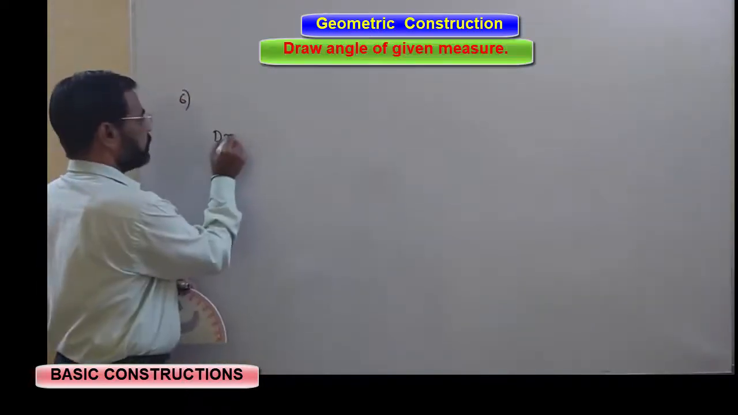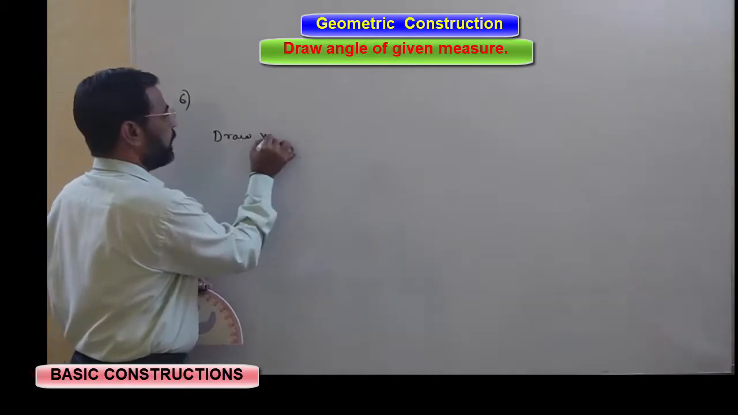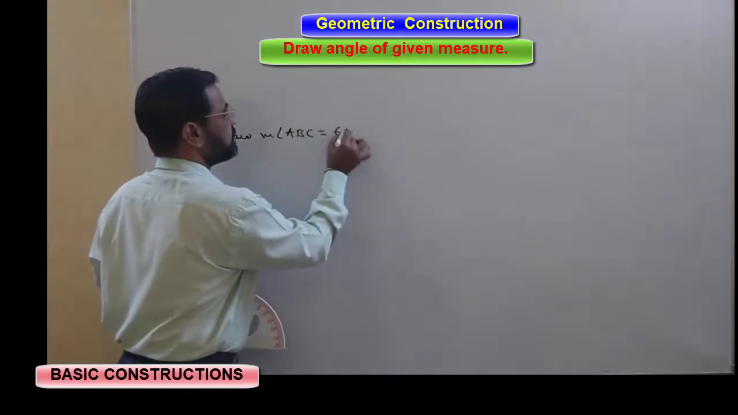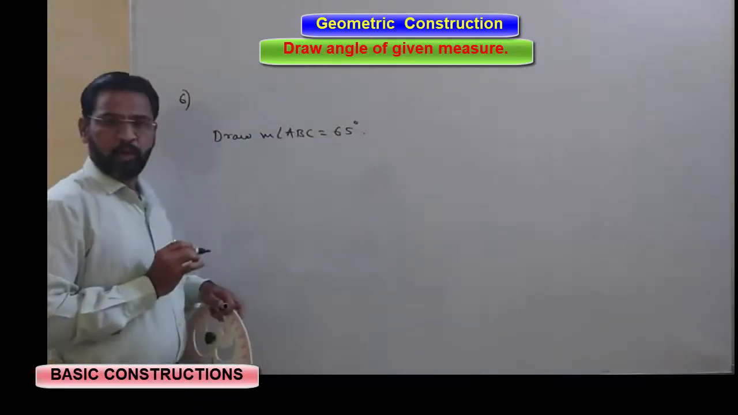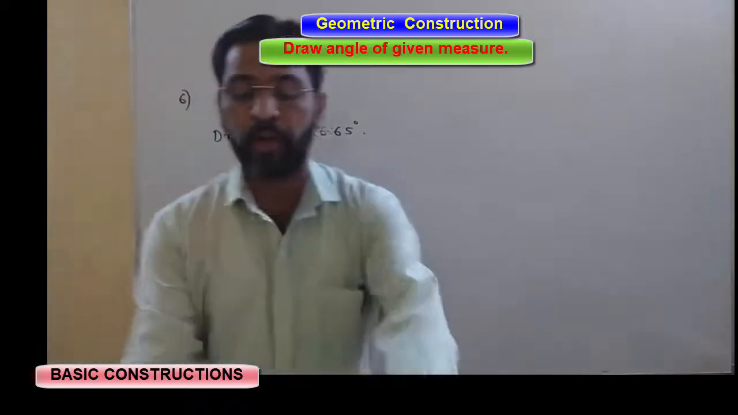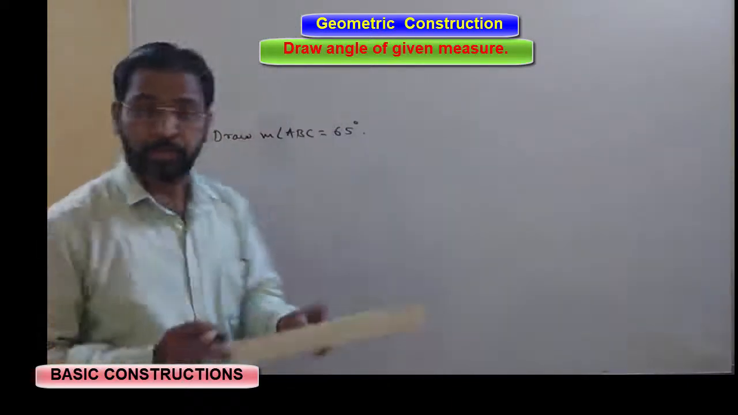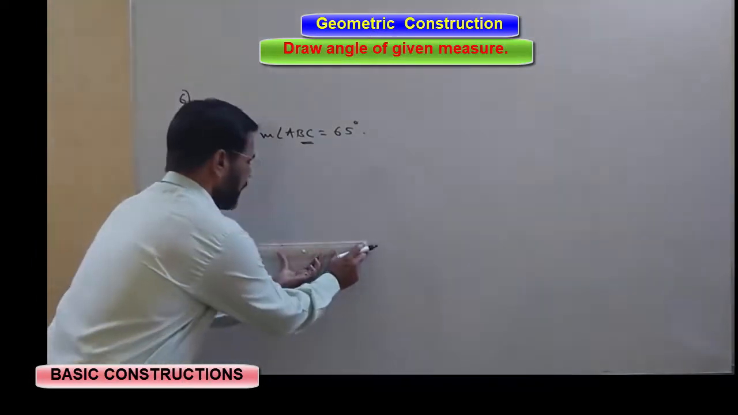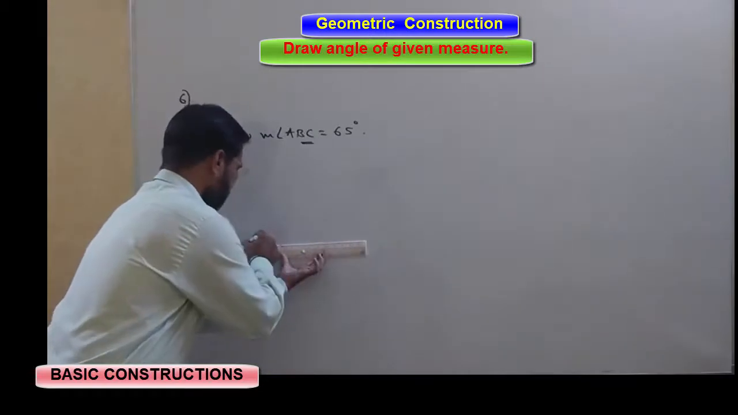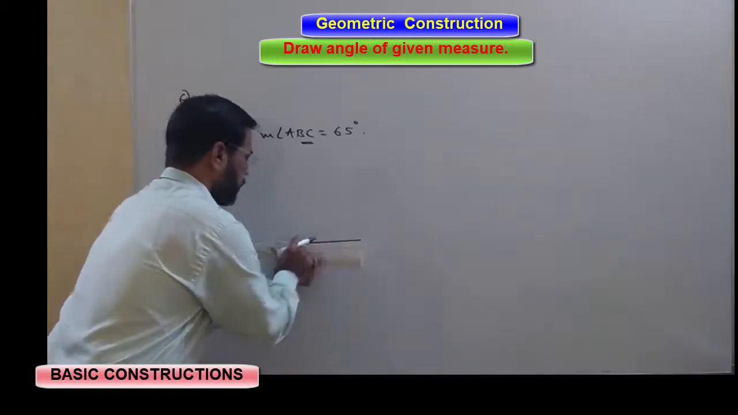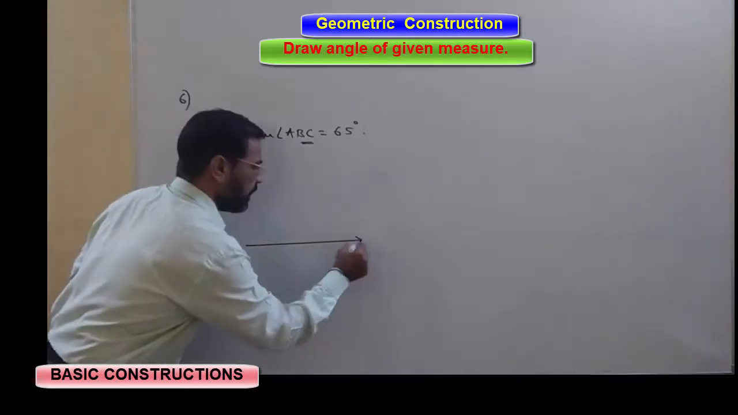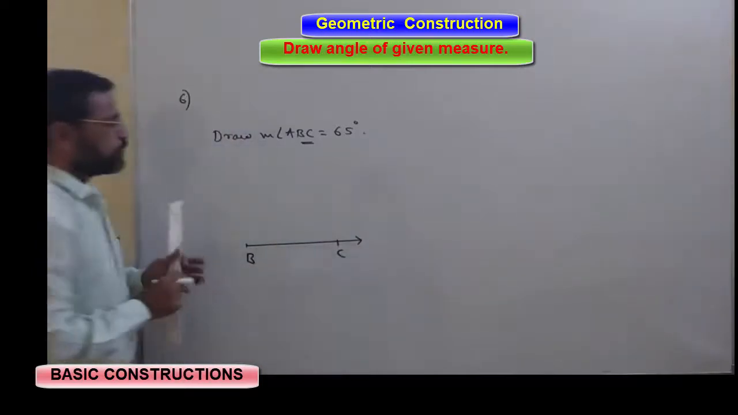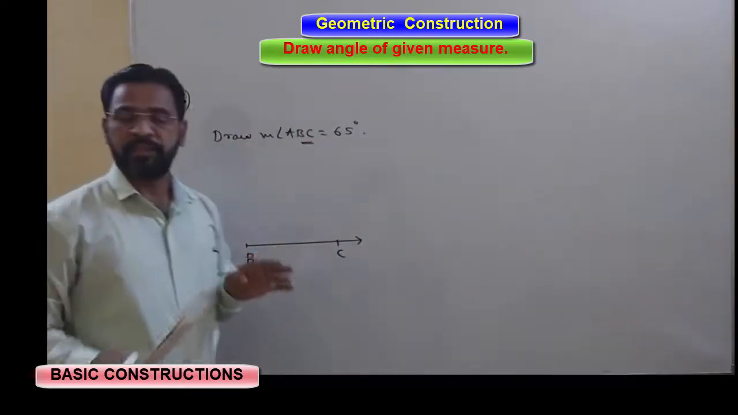See here, draw angle ABC. Suppose we take here 65 degrees. Okay, now look here. First of all, we have to take the base. That is very important here. What do we take as the base? BC. Look here. I'll take here base BC. Okay. Now see here. This is one ray. Here we take B, and somewhere here we take C. So from B we have to take 65 degrees.